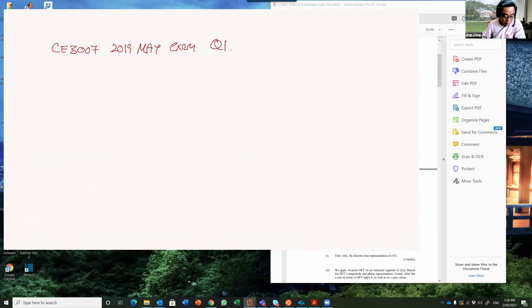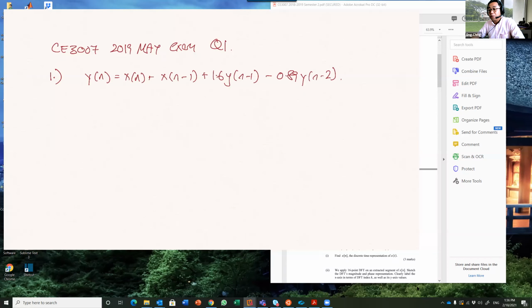Question 1. And I will write down the question. The LTI system is given by y[n] equals x[n] plus x[n minus 1] plus 1.6 y[n minus 1] minus 0.89 y[n minus 2]. Now, when you see that I have given you an equation like this, the first thing I'm going to ask you to draw is the pole zero diagram.